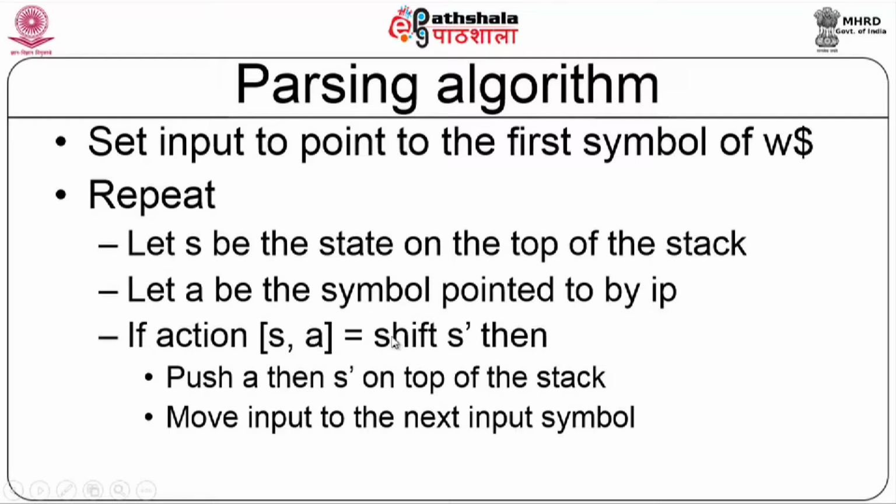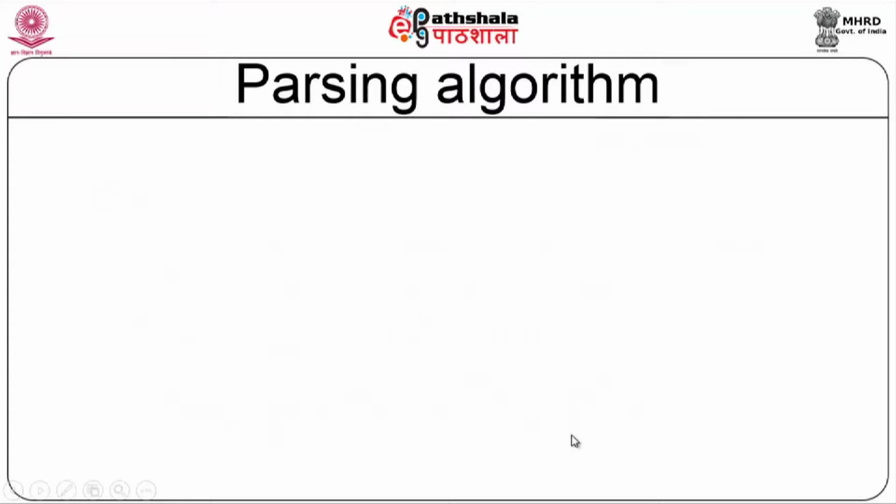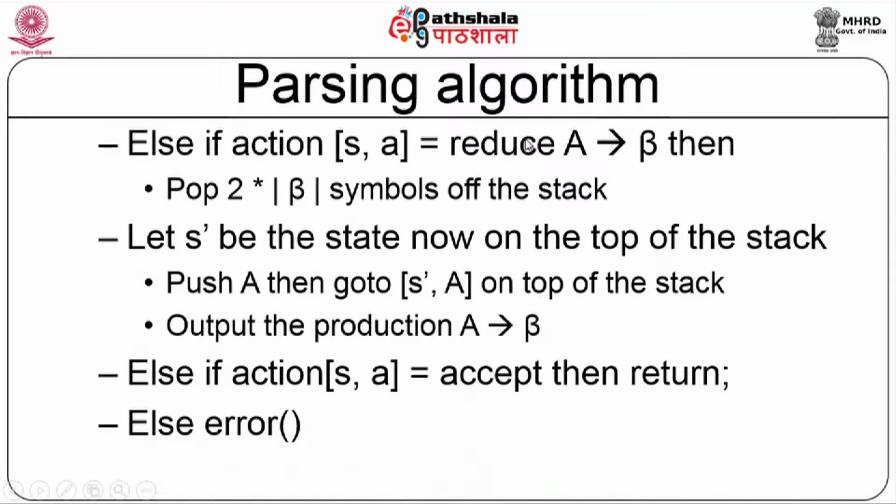If it is shift S', then push a and S' on top of the stack, and move the input to the next input symbol. If it is reduce A produces beta, then pop 2 times beta symbols off the stack, let S' be the state now on the top of the stack, push A, and then goto of S' comma A is computed, which is added to the top of the stack. Okay, output the production A produces beta.